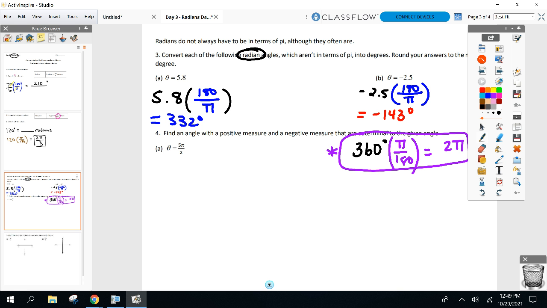Are you ready? There's only one response, so 5 pi over 2. Let's find another positive coterminal angle. What do I need to add to it? Not 360, but 2 pi. And don't start giving me crap here. You can do this. I wouldn't have shown it to you this way if I didn't believe in you.